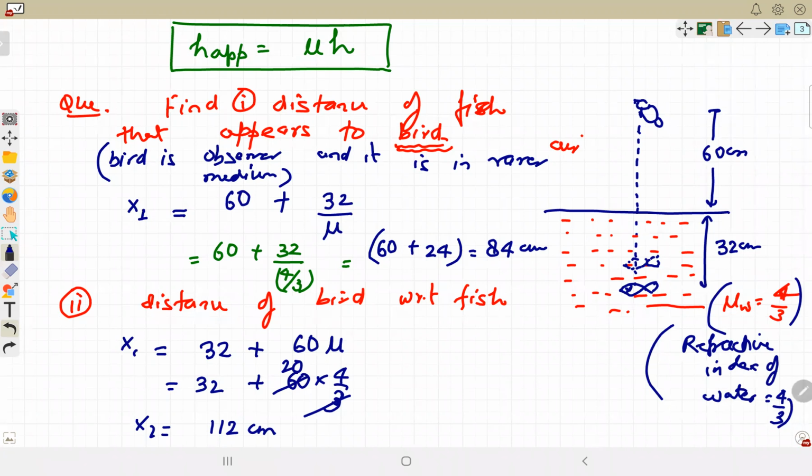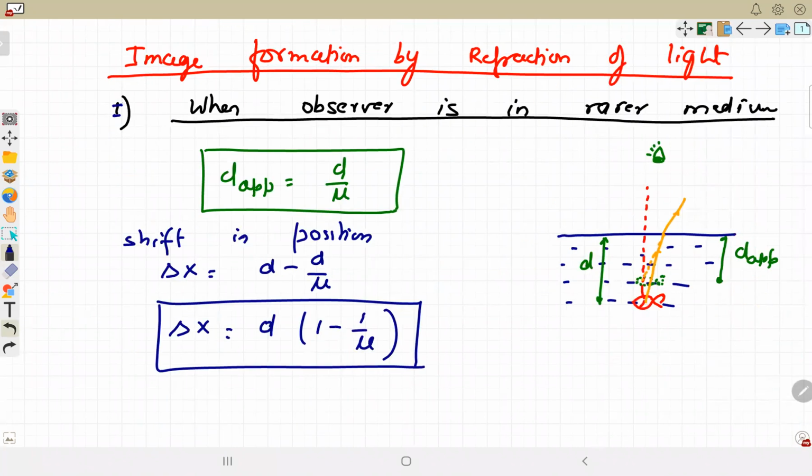Very good. I have categorized this into two different parts. We divide when the observer is in the rarer medium. Like here, this person is the observer. So when you are in air and you are looking at the fish which is underwater, the observer is in the rarer medium and the object is in the denser medium. On looking from rarer to denser, the depth of the object becomes 1/μ times, which means the apparent depth decreases.